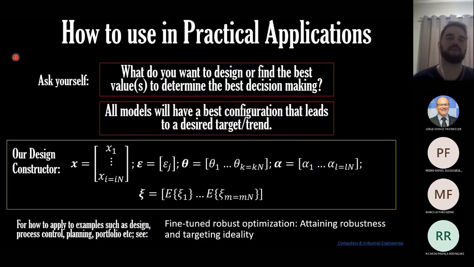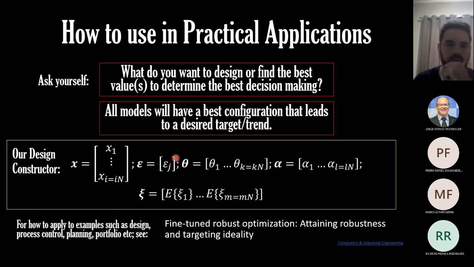Okay, so how to use it in practical applications in real life? You're going to have to ask yourself, what do you want to design or find the best value or values for, to determine the best decision making, okay? All models in real life will have a best configuration that leads to a desired target trend, okay? So this is important. Our design constructor is the mathematical formulation. You just have to know how you're going to address each one of them to your problem.